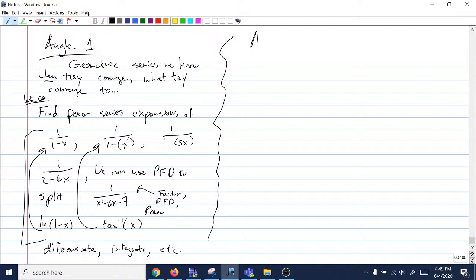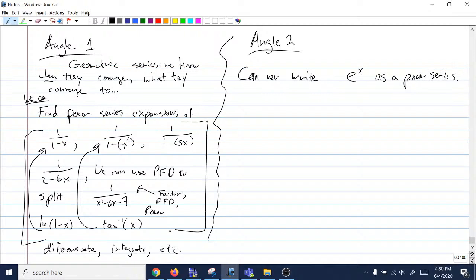We briefly mentioned the second angle, but we haven't gotten really far with it yet. If you hand me a function, can we write, say, e to the x as a power series? These functions that we've done it for are all things whose derivative or maybe integral turn into a power series that we can do. That makes these doable.